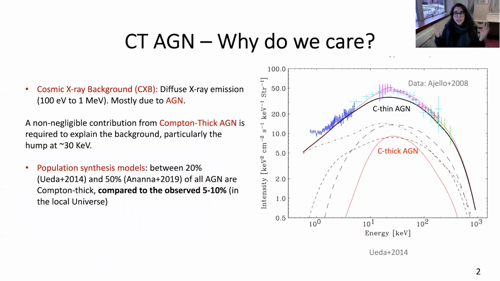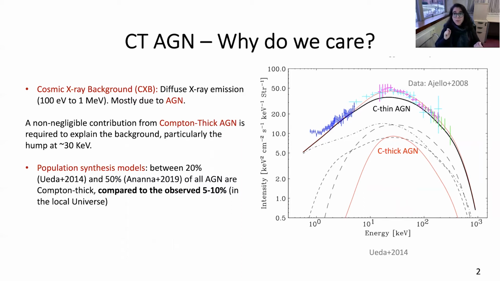But why do we care about Compton-Thick AGN? Well, this is because we actually need them to explain the peak of the cosmic X-ray background emission. In order to properly explain it, population synthesis models estimate that between 20 to 50% of all AGN in the local universe need to be Compton-Thick.